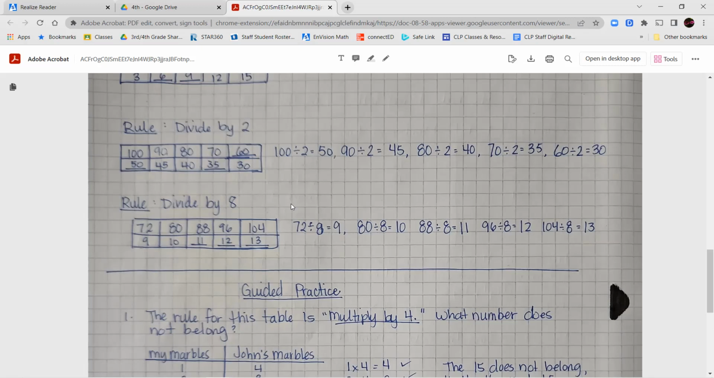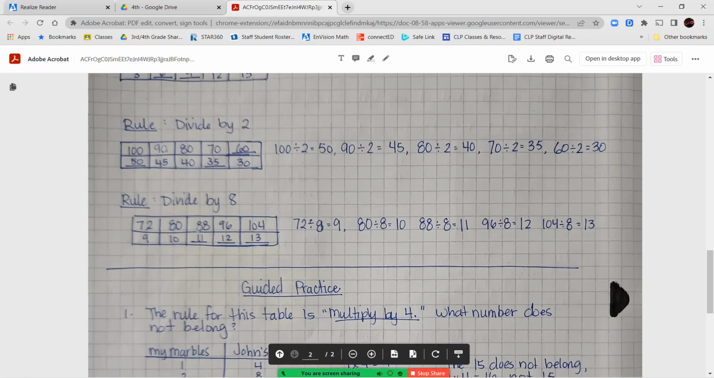Our next rule is divide by 8. So we have 72 and 9, so 72 divided by 8 equals 9. We have 80 and 10, so 80 divided by 8 equals 10. Then we have 88 and 96 and 104. So 88 divided by 8 is 11, 96 divided by 8 is 12, and 104 divided by 8 is 13. Now, a feature of this is you can see that these are all moving up in ones. So 9, 10, 11, 12, 13. And the bottom numbers are all factors for the numbers above them.